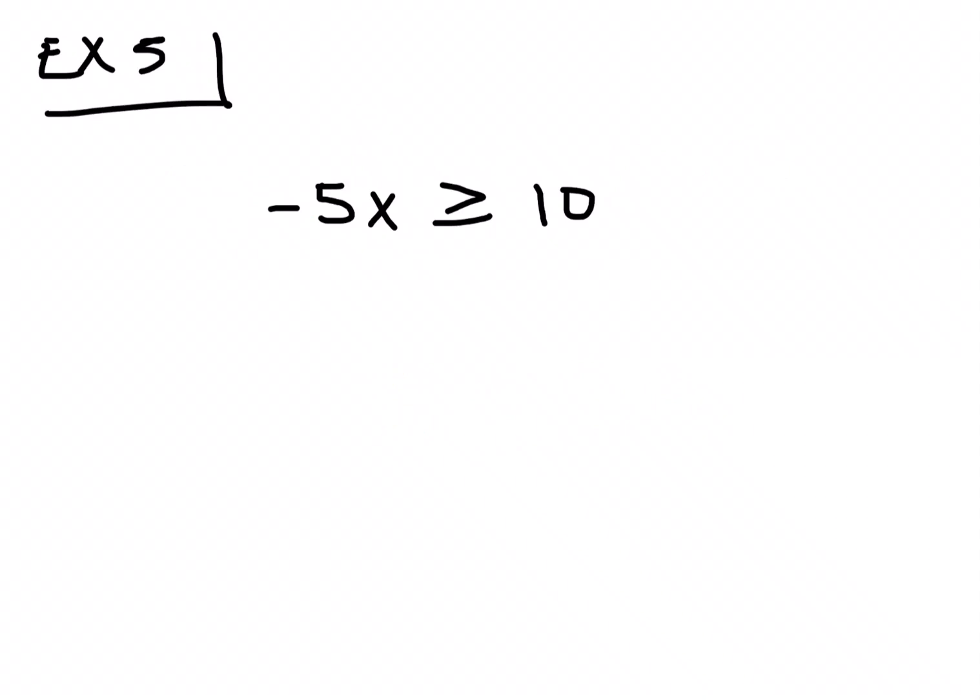Over here, we have negative 5x is greater than or equal to 10. I'm going to divide by negative 5, divide by negative 5. I have x, okay? My sign needs to change because I am dividing by a negative. So now I have x is less than or equal to 10 divided by negative 5, which is just negative 2. What's important here is that this sign changed because I'm dividing by a negative 5. So remember, my sign changes because I am dividing by a negative number.